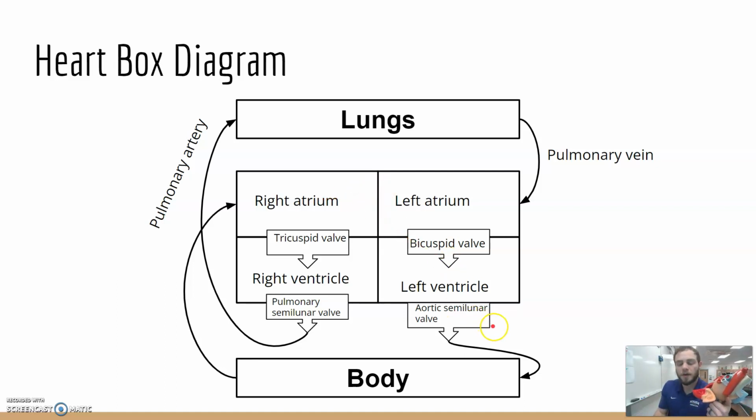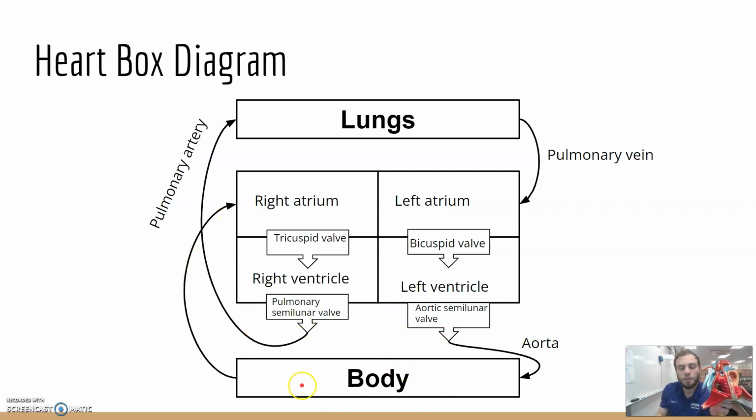But once it passes through the aortic semilunar valve, it will pass through the aorta. You can see the aorta right here. It's got that classic arch that we're all familiar with, that aortic arch, as that blood is passing from the left ventricle through the aorta to the body.